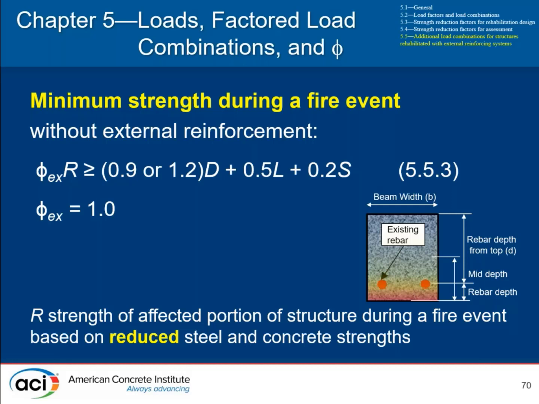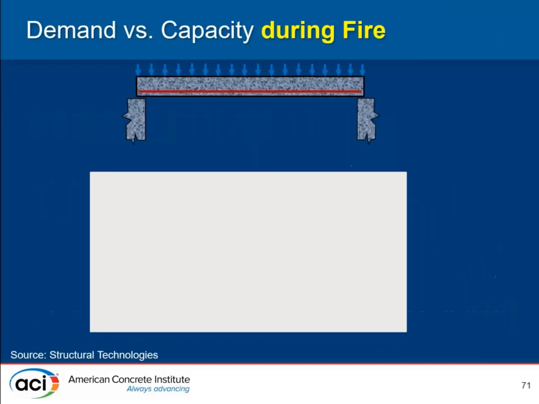And the other thing to observe about this equation is that it is really intended to check an existing structure that has been subjected to a fire and decide whether strength deficiency exists such that action has to be taken to probably limit the live load on the structure. We're going to calculate the resistance based on reduced steel and concrete strengths based on the estimated temperature of the steel and concrete during the fire.